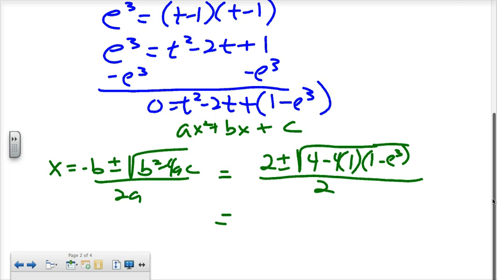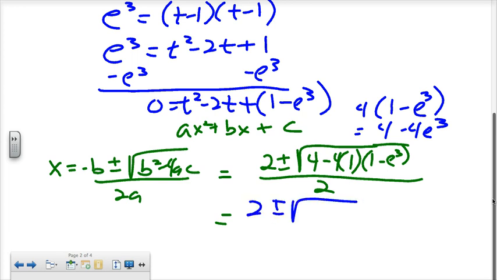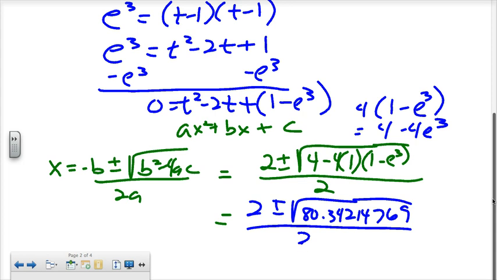So let me write down what's going on here. So that's really what we need to punch in. 4 minus the quantity, and then we have 4 minus 4e to the 3rd. And we get 2 plus or minus the square root of 80.3421476.9 divided by 2.